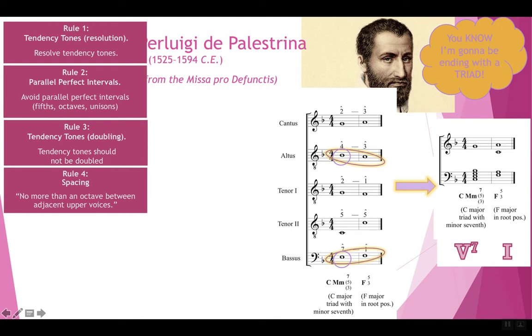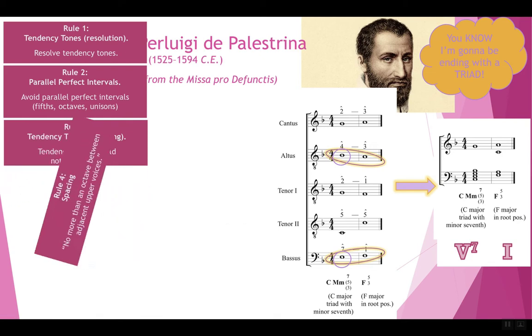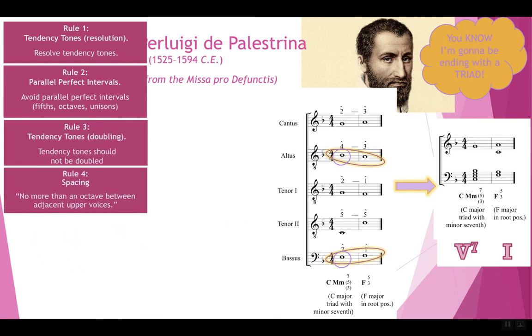We check it in this chord. We don't have to pay attention to the bass, but this C, yeah. The answer is no, there's not more than an octave between adjacent upper voices. We could look at the greatest distance here, between the B flat and the G is a sixth, and the greatest distance here, between the C and the A, is also a sixth. So yes, he has obeyed rule number 4.